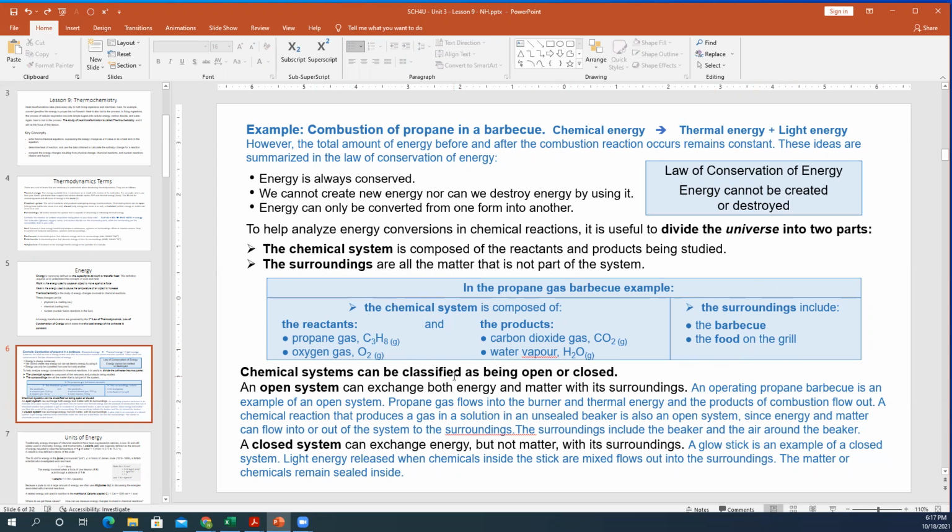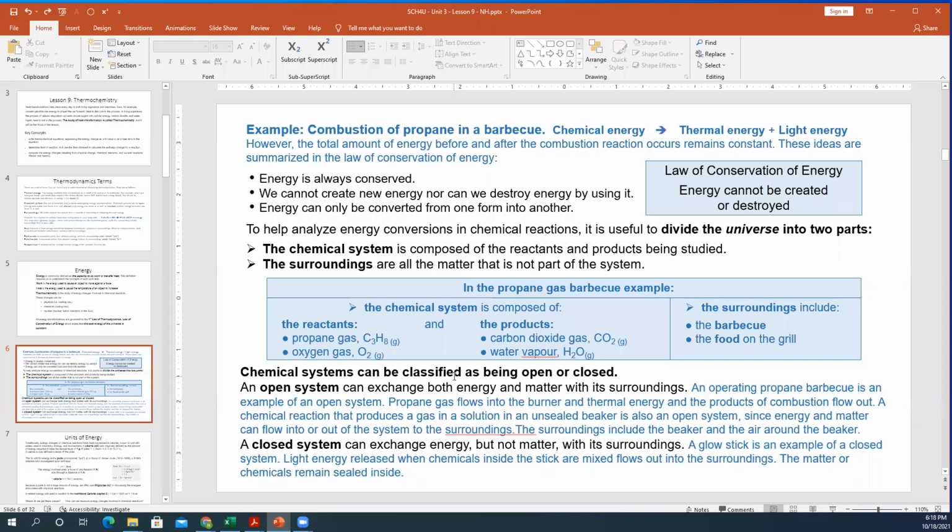So then we have to define whether our chemical system is open or closed. An open system is one that can exchange both energy and matter with its surroundings, whereas a closed system can exchange energy only, and it cannot exchange any matter with its surroundings. It can only exchange energy. So operating a propane barbecue in this example is an open system, because propane gas flows into the burner and thermal energy and the products of the combustion flow out.